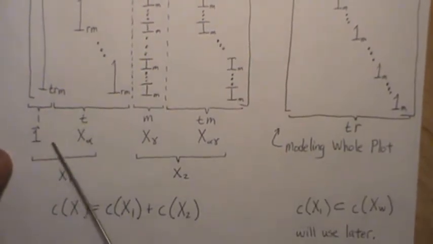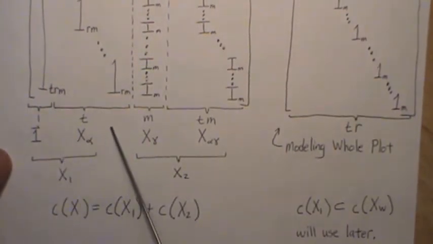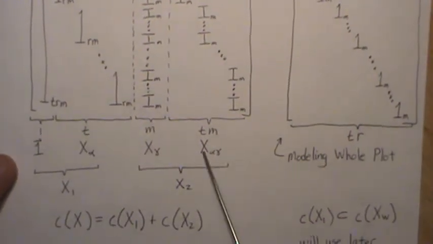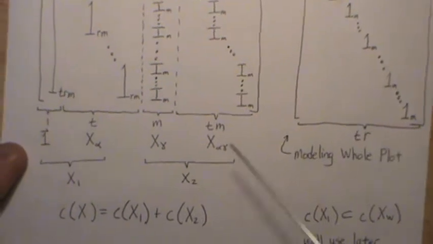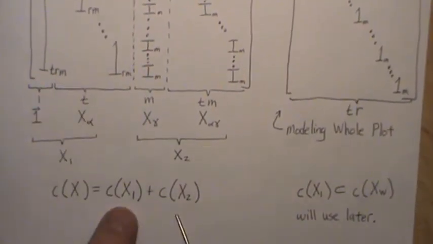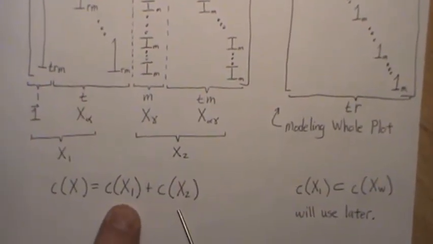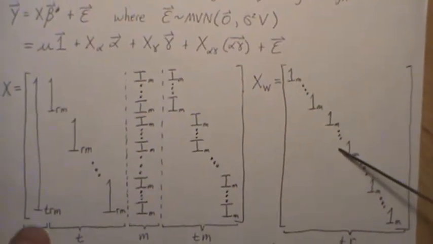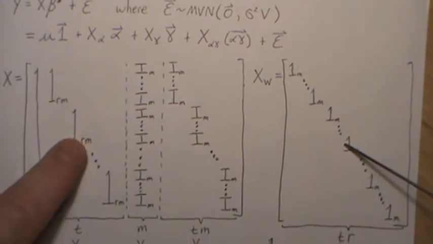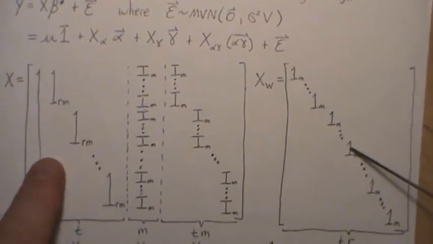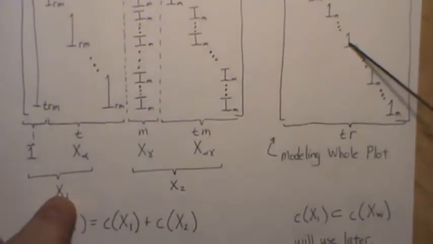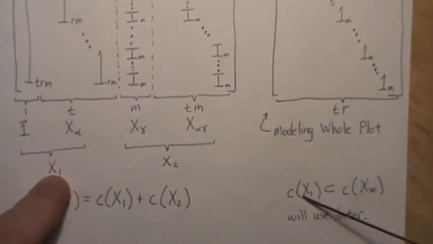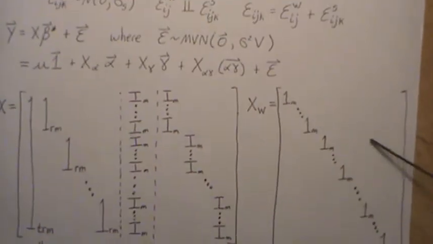Now here we can generically call this piece X1, and then this is X2. The column space is actually the addition of these two column spaces. What's interesting is that this one here is actually a larger subspace than X1. So X1 is actually a subspace of the column space of XW.